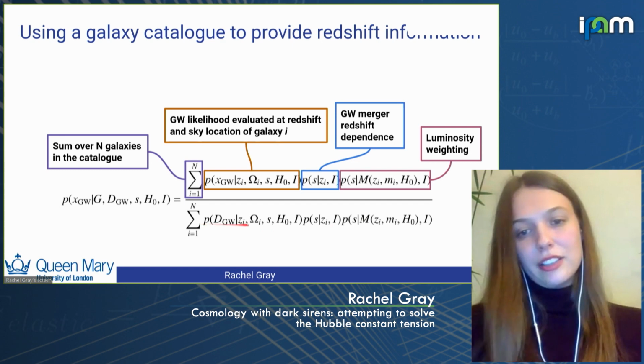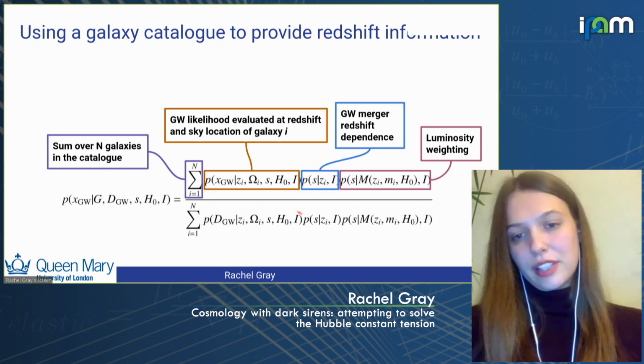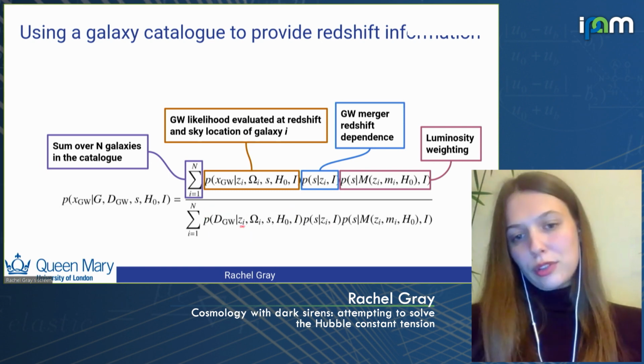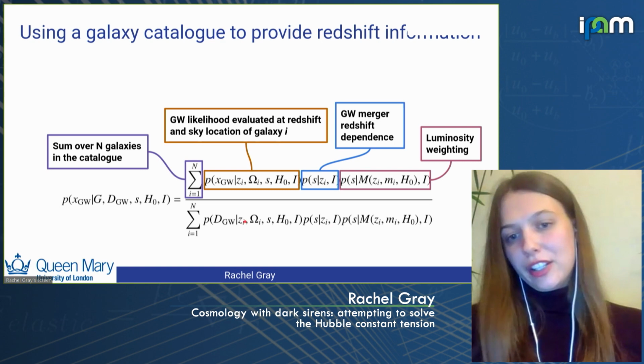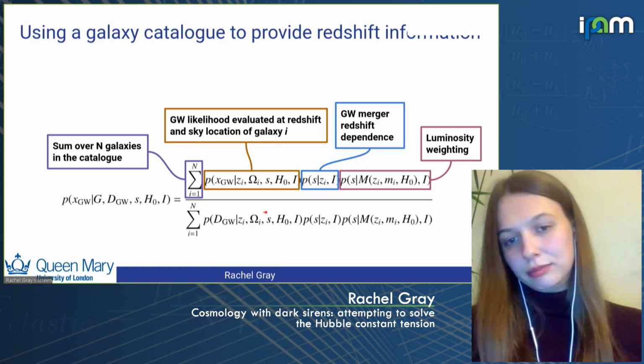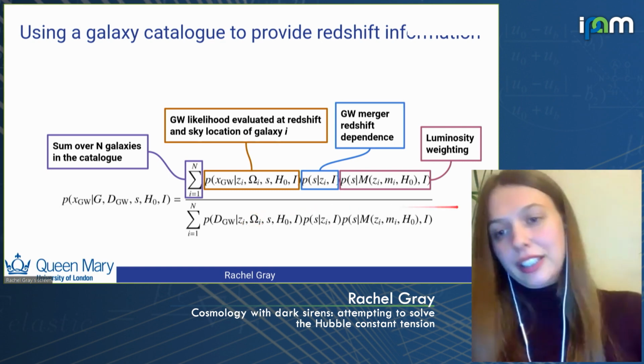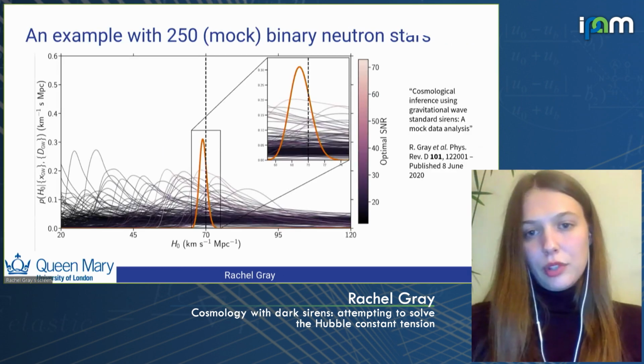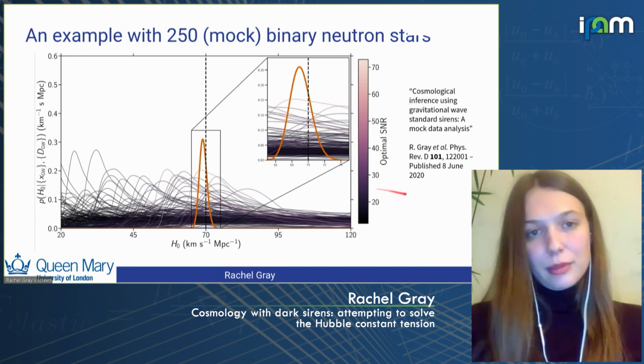And then the denominator is very similar, except instead of the gravitational wave data for a single event you're evaluating, it's the probability of detecting a gravitational wave source from a galaxy at that redshift and at that sky location, effectively. And so if you do this, you can build up an estimate of the Hubble constant.